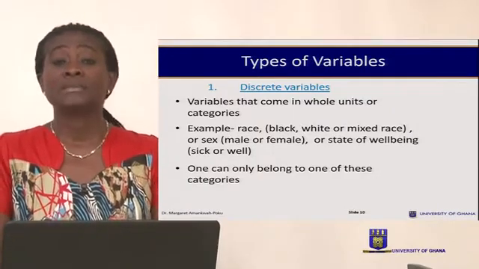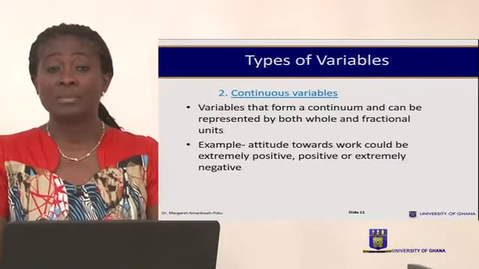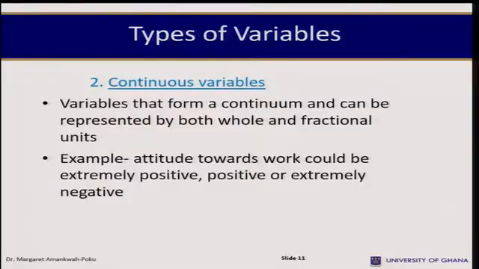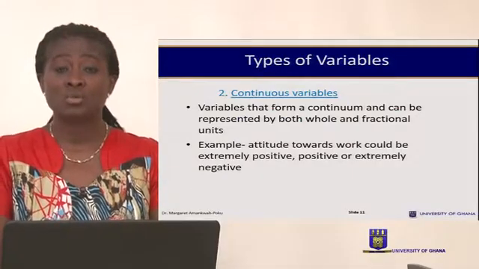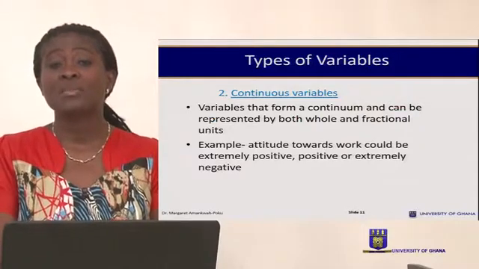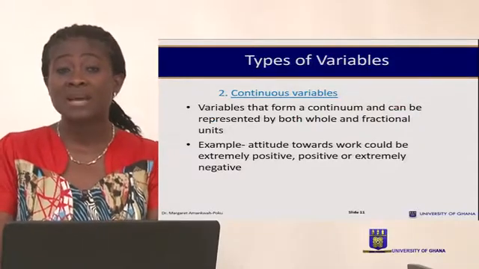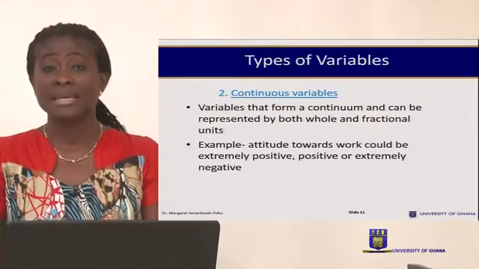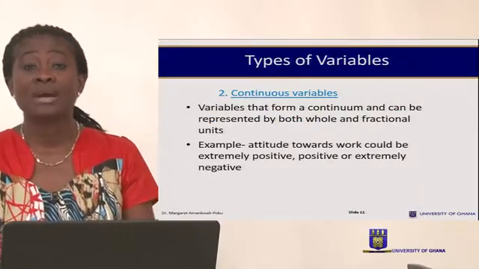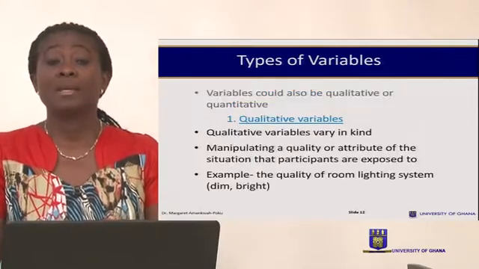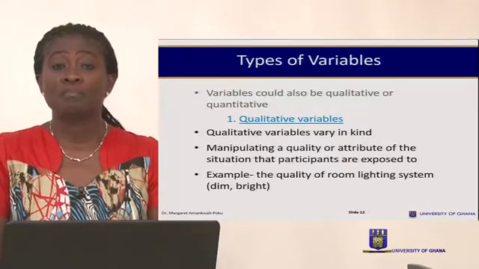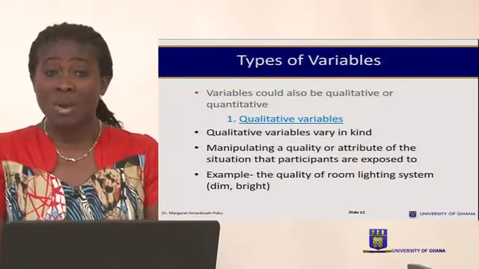Then the second one is continuous variables. So these are variables that form a continuum. So they can be represented in both whole and fractional units. So for example, if you are looking at people's attitude towards work, you could have extremely positive attitude, you could have positive attitude, and you could have extremely negative attitude. So these variables, which are continuous variables, are on a continuum. Now variables can also be qualitative or quantitative.